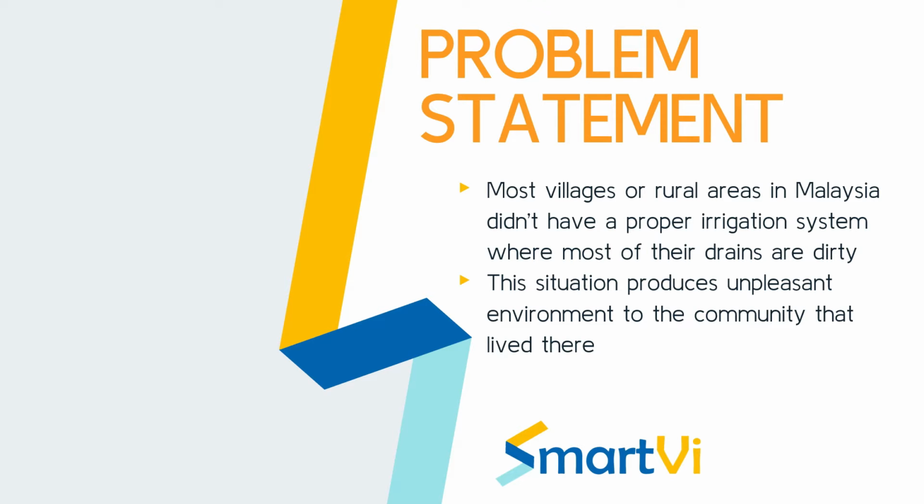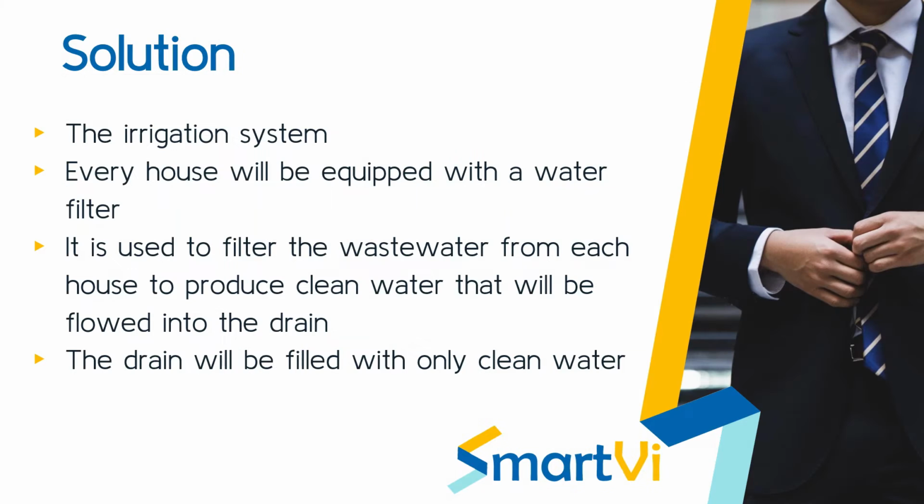Most villages or rural areas in Malaysia didn't have a proper irrigation system where most of their drains are dirty. This situation produces an unpleasant environment to the community that live there. As for the solution, we have created the irrigation system, where every house will be equipped with a water filter, and this water filter will be used to filter the wastewater from each house to produce clean water that will flow into the drain, and then the drain will be filled with only clean water, and finally the village will have clean drains.